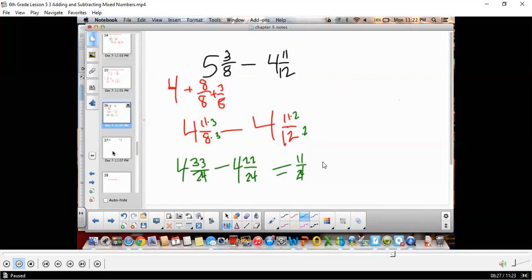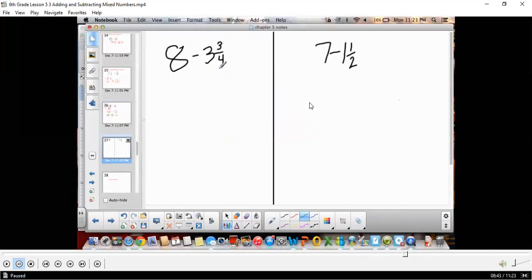So I explained in front of you different ways to add or subtract mixed numbers. The way which you prefer, you are going to use. By the end, we have the same answer.